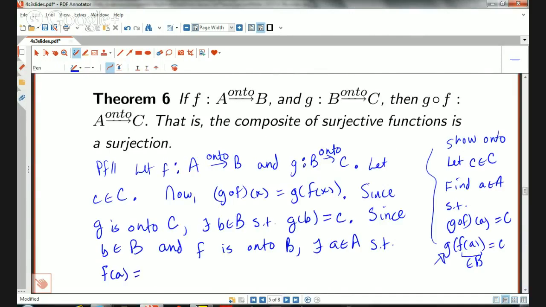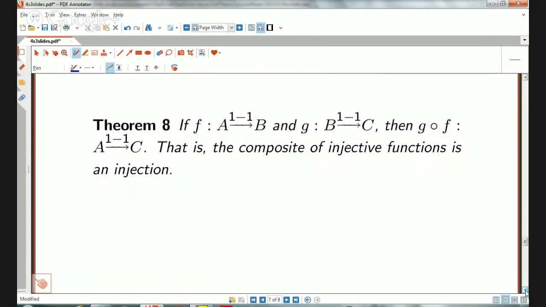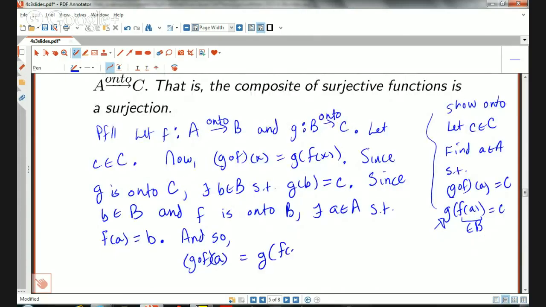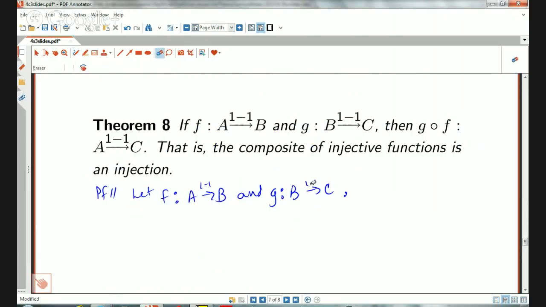Next, it says if F takes A one-to-one to B and G takes B one-to-one to C, then G composed of F is one-to-one. What's the hypothesis? F of A is equal to B, G of B is equal to C. That tells you that A is one-to-one.